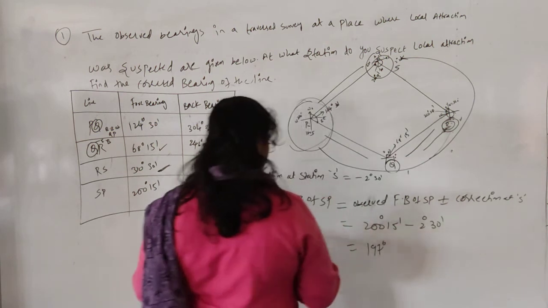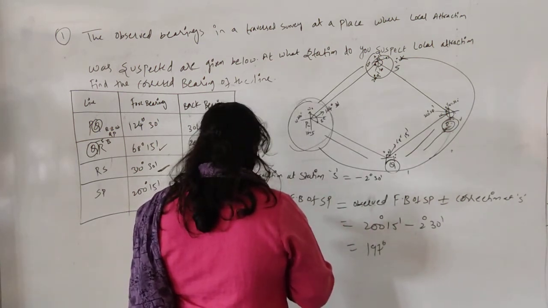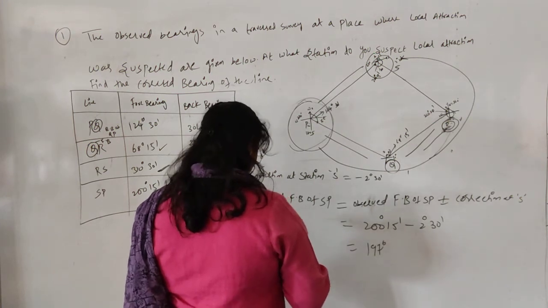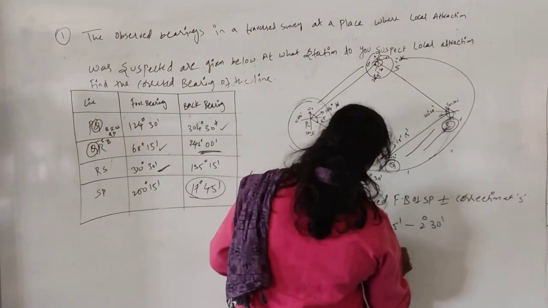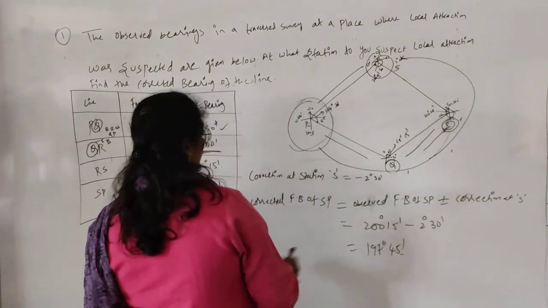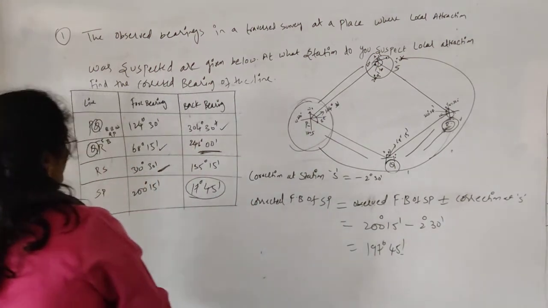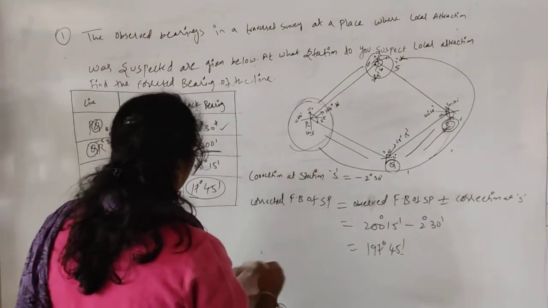200 degrees 15 minutes minus 2 degrees 30 minutes. So here 197 degrees 45 minutes is your corrected forebearing. By using the corrected forebearing, now we need to go for the check.